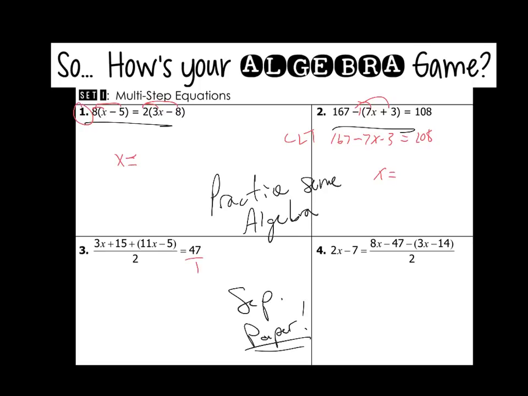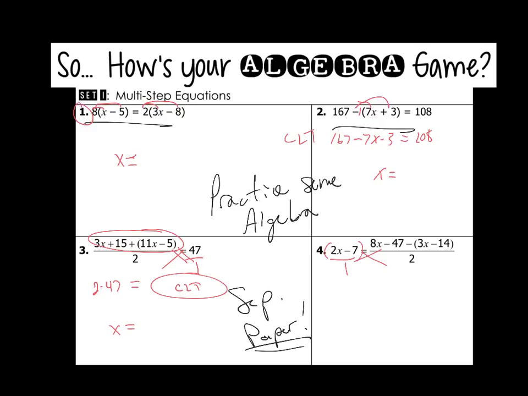Over on number 3, if we put 47 over 1 and cross multiply, we're going to get 2 times 47 is equal to all this mess times 1, which is just going to be all that mess. Combine like terms on the right side and solve for x. And then the last one, number 4, we're going to cross multiply. And again, we have a little bit extra here to do.